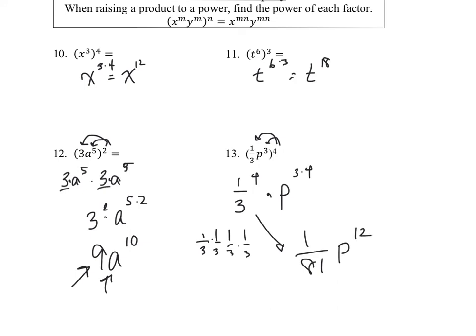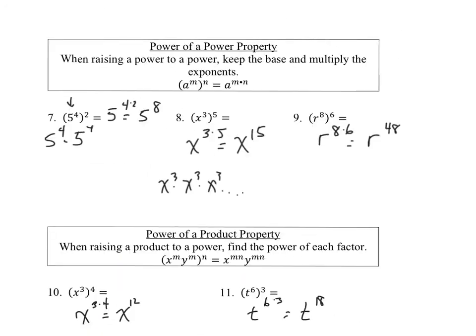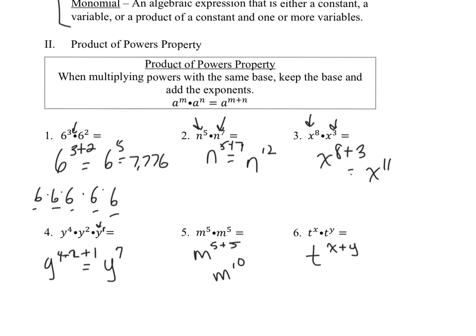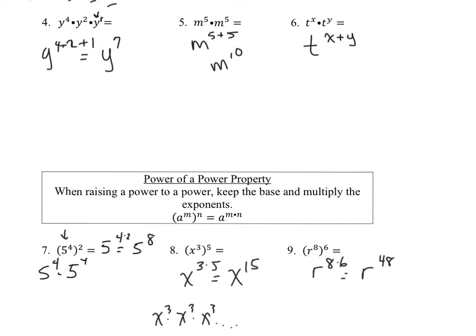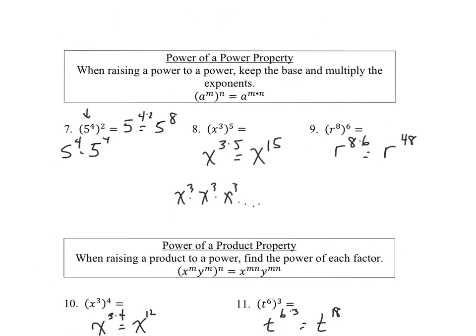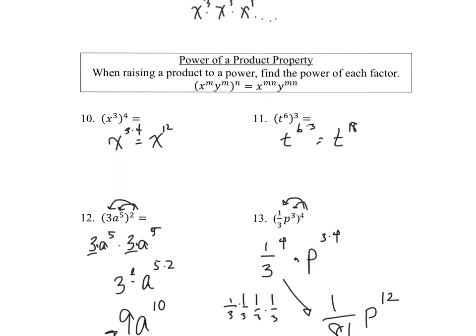And then times p to the 3 times 4, which is going to give you that p to the 12th. So you have 3 different properties here. You've got this first one, which is the product of powers property, which states if you are multiplying powers with the same base, keep your base, add your exponents. You have the power of a power property, which means when you're raising a power to a power, keep the base, multiply your exponents. And then you have the power of a product property, which when raising a product to a power, find the power of each factor. It's almost like distributing that exponent to each piece.